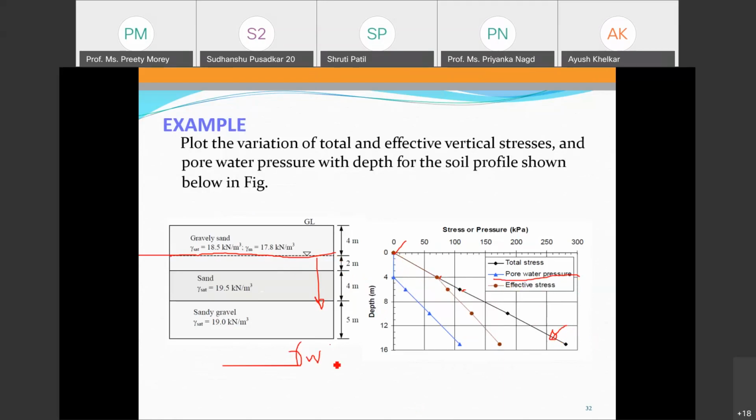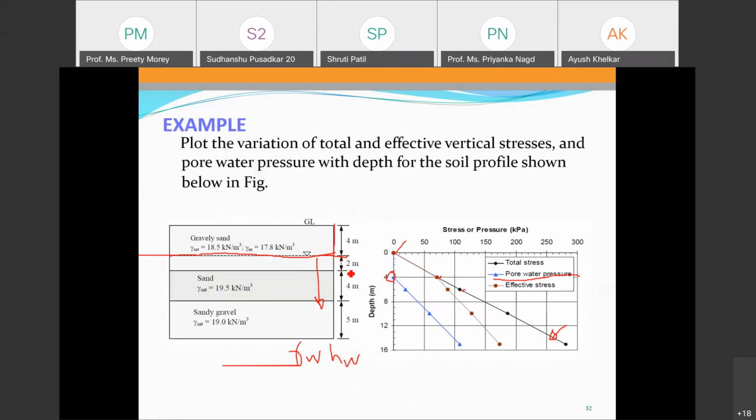Gamma W into HW, where gamma W is the unit weight of water and HW is the height of water present in that soil. Suppose at this level, at this 4 meter, the water level above it is 0. Hence, pore water pressure at this point is 0. So here, this blue line indicates the pore water pressure, which is 0.